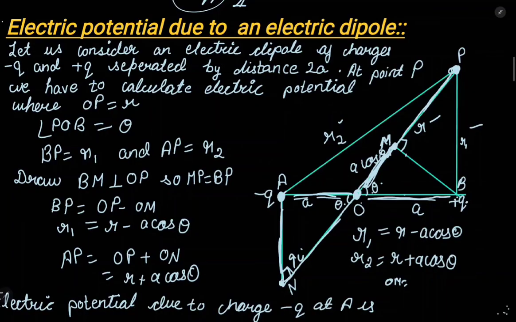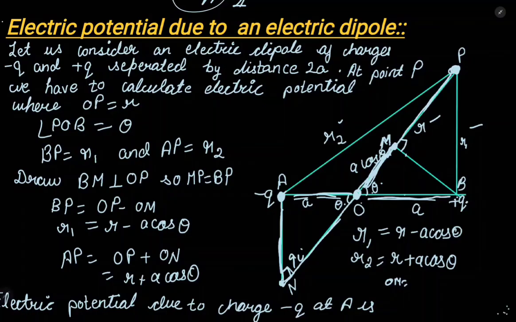Okay. Another most important derivation from this chapter: electric potential due to an electric dipole at any point, right? In our previous chapter we had discussed the electric field due to a dipole on the axial line as well as on the equatorial line, and this is the electric potential at any point. After knowing this, we can find the electric potential on the axial line as well as the equatorial line. So let us start with the derivation.